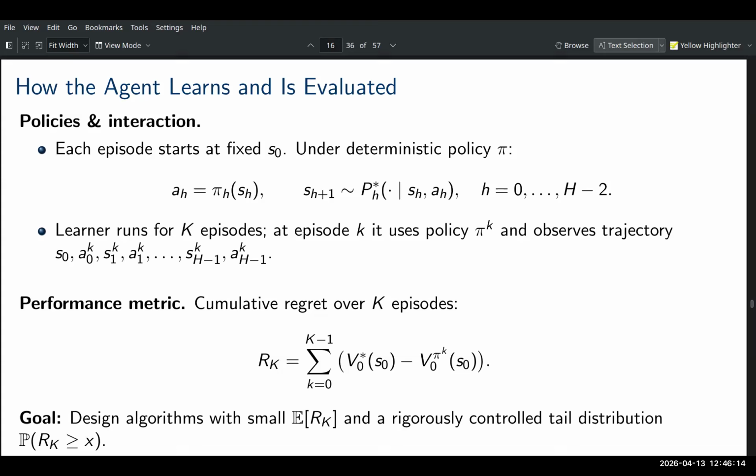So, how does the algorithm work? You pick a policy at each episode. Based on the policy that you pick, you make actions. Based on the actions you have made, you will see new states. And over the K episodes, you will have different samples.